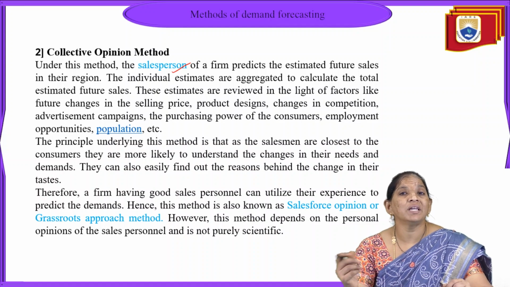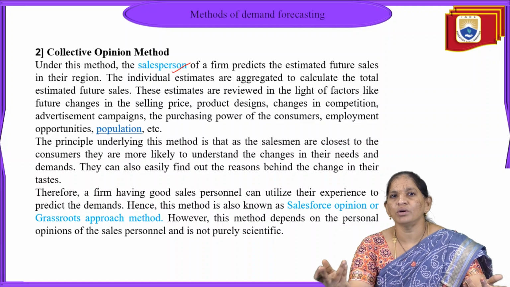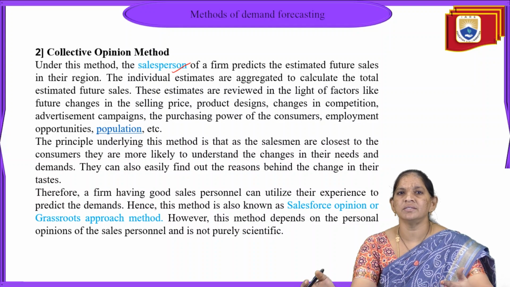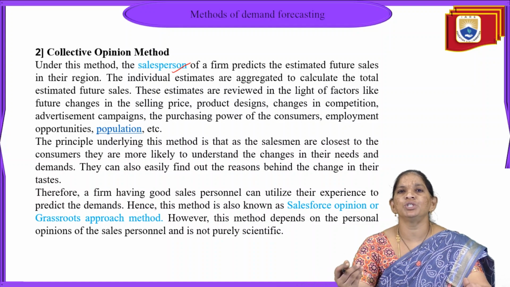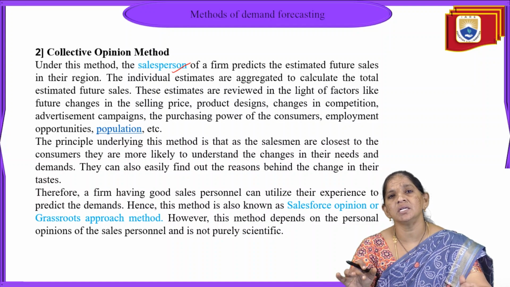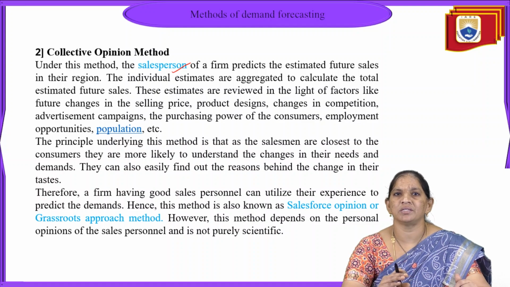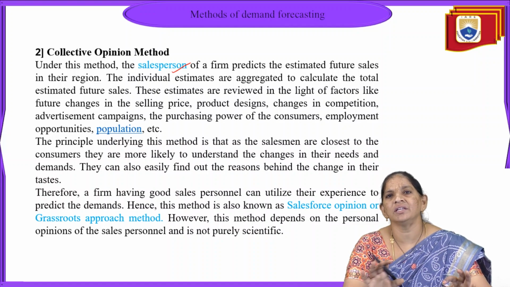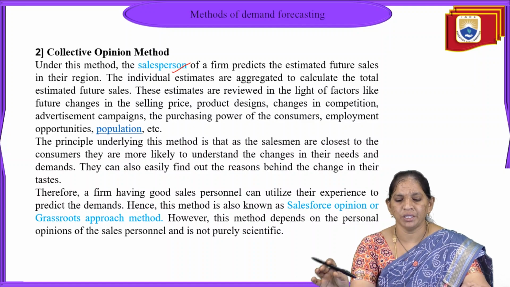Some say the people want some change in the flavor or the design of the product. Some say the advertisement campaign, because many people don't know this product exists. If you give a lot of advertisement campaigning, the people will automatically know this product is there, and they will purchase the goods. Other factors are the purchasing power of the consumers, employment opportunities, and the population. These are some of the factors the sales force people take into consideration when giving their opinions. By collecting all the sales force opinions of a particular region, we can estimate the demand, which we call the collective opinion method.